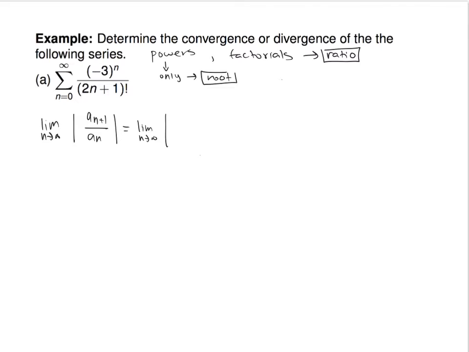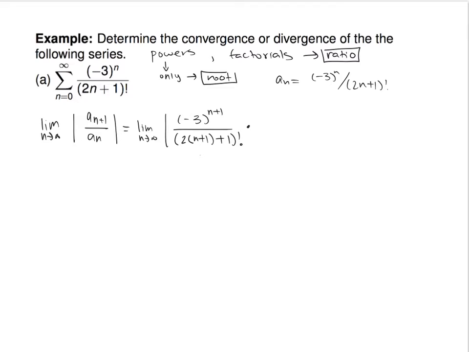So we'll have a sub n is negative 3 to the n over 2n plus 1 factorial. When you input n plus 1 for n, what do you get in the numerator? Negative 3 to the n plus 1, right? In the denominator, you have 2 parentheses n plus 1, and then factorial. Do you see what I'm saying? Which actually is going to be 2n plus 3.